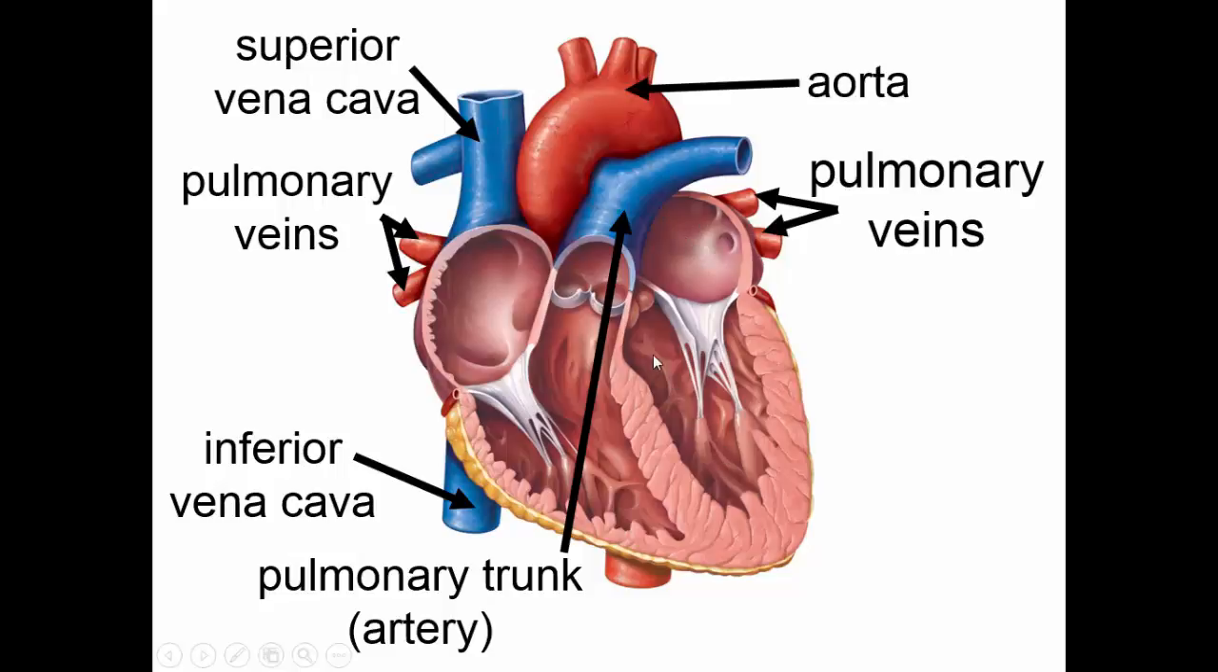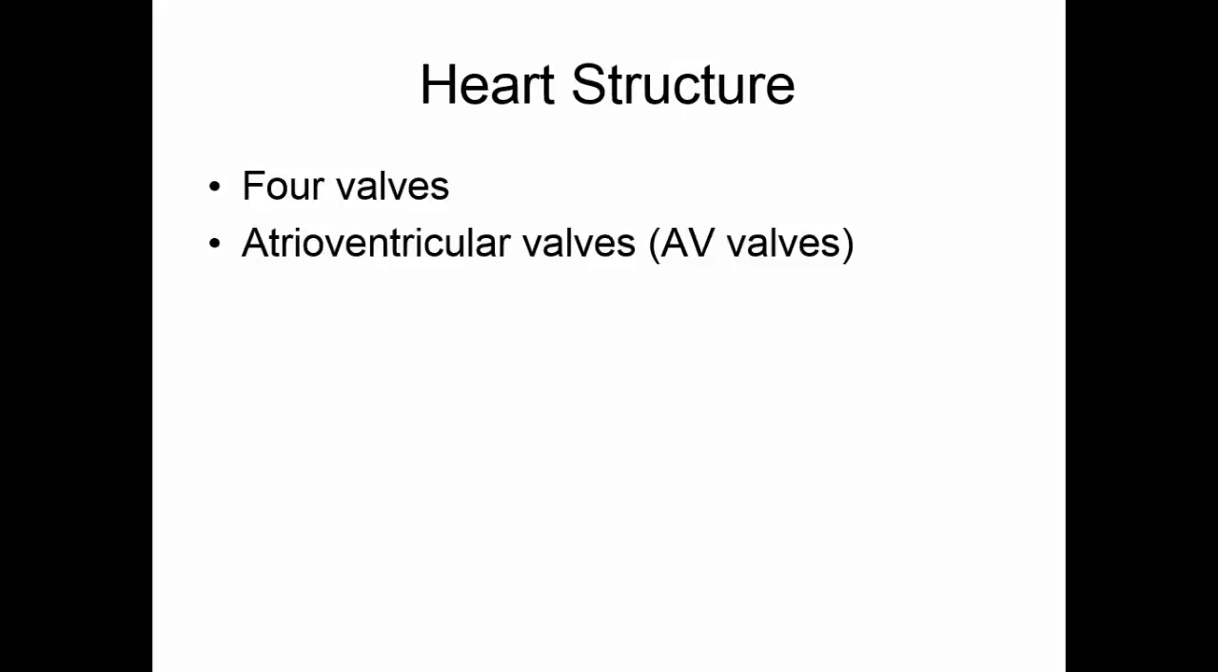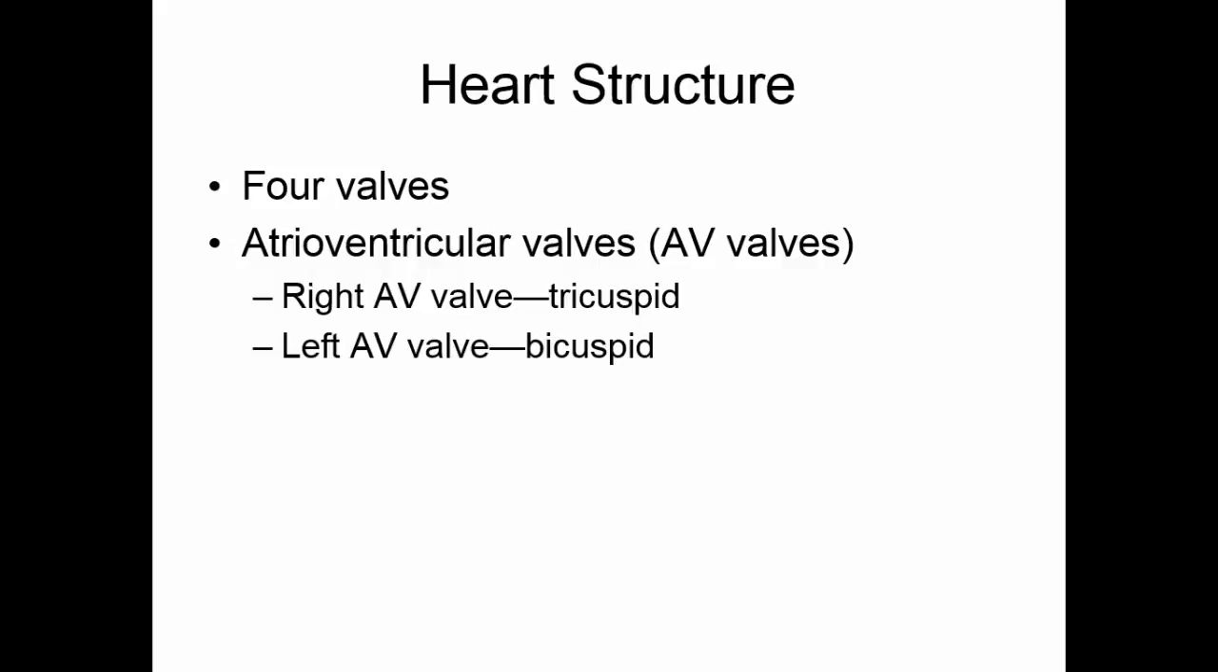The left ventricle is attached to the aorta. The aorta will distribute blood throughout the entire body. There are also 4 valves in the heart. The atrioventricular valves, or the AV valves, are between the atria and the ventricles. So we have the right AV valve, sometimes called the tricuspid valve, and the left AV valve, sometimes called the bicuspid valve. Then we have the semilunar valves.